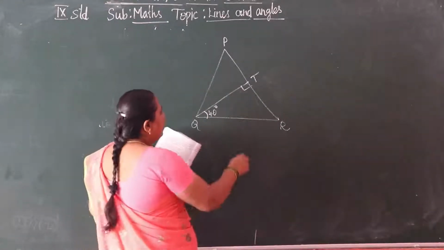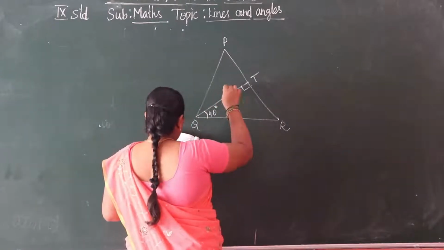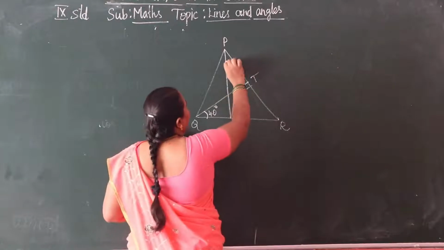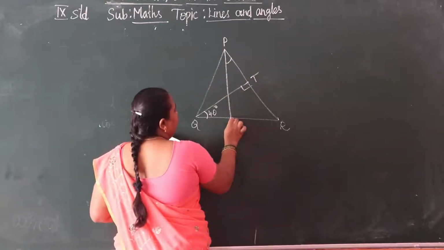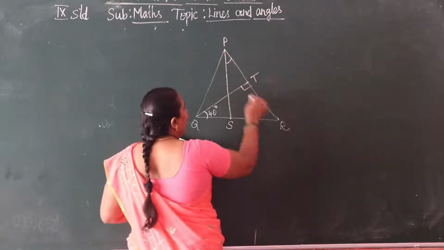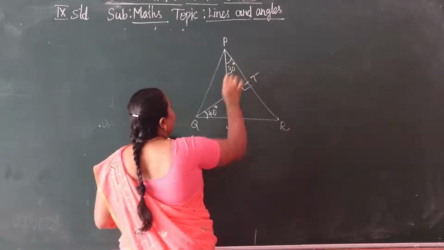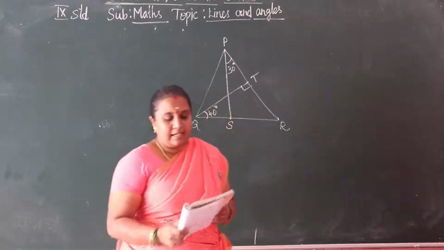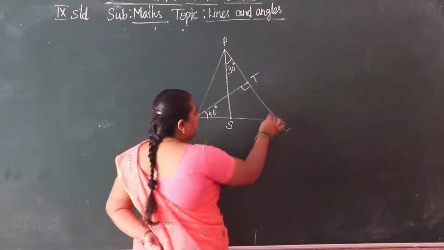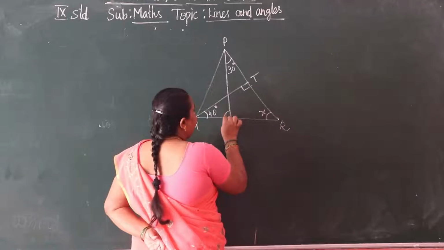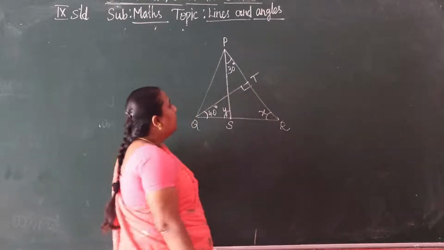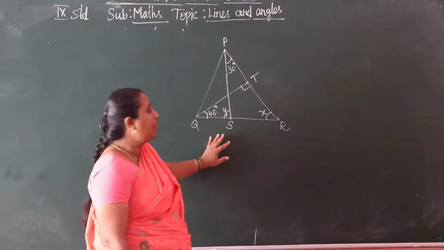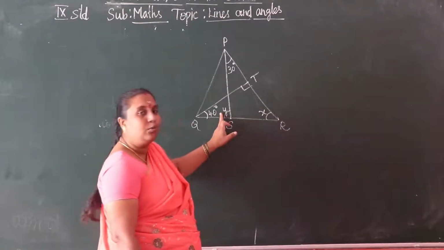then angle SPR. See, we have one more line here like this. This is S. So angle SPR equals 30 degrees. Then find angle X and angle Y. So this is angle X and this is angle Y. So this much information is given for us. We want to find out angle X and angle Y.